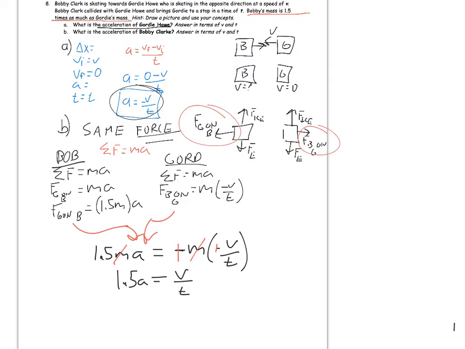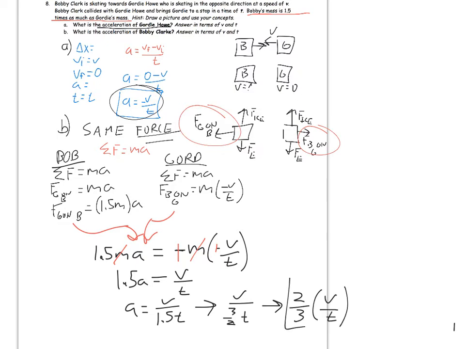And I solve for a and get that a is v over 1.5 t when I divide by 1.5, or v over 3/2 t, which really makes this, multiplying by that reciprocal, 2/3 v over t. And so there I have my answer. And that makes sense. My initial acceleration was v over t.